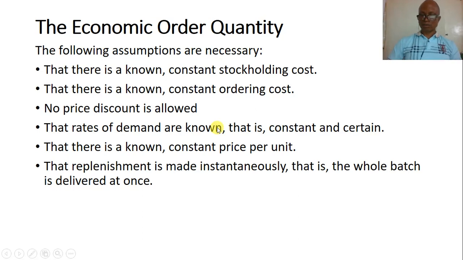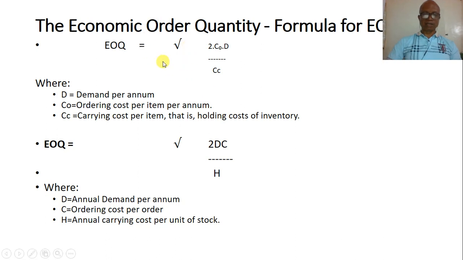These are the assumptions that follow this particular concept of stock level. All right. Now, let's look at the formula for calculating this. The formula is this: EOQ equals the square root of 2 multiplied by CO multiplied by D, over CC.